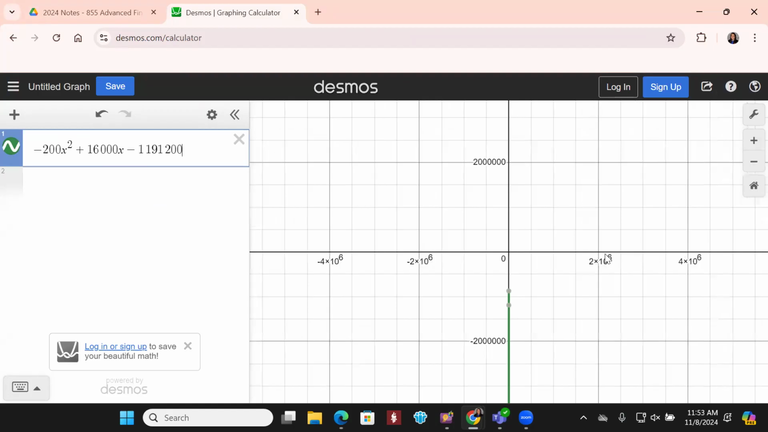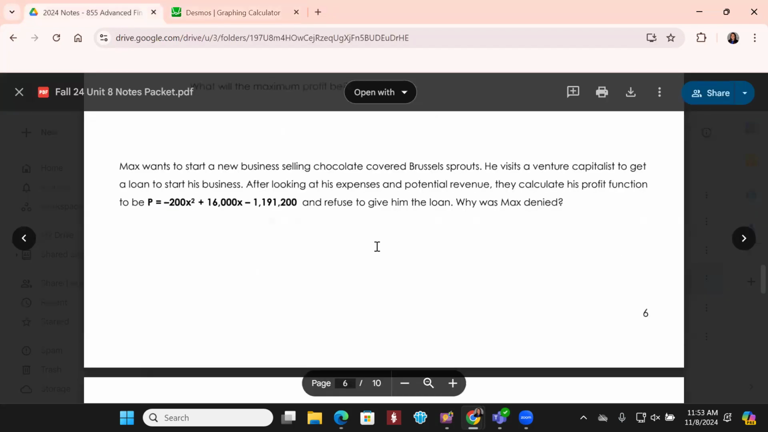Does homeboy ever cross the x-axis? So what does that mean? He never makes a profit. Would you give somebody a loan if they never make a profit? No, because that means that you don't get money back.